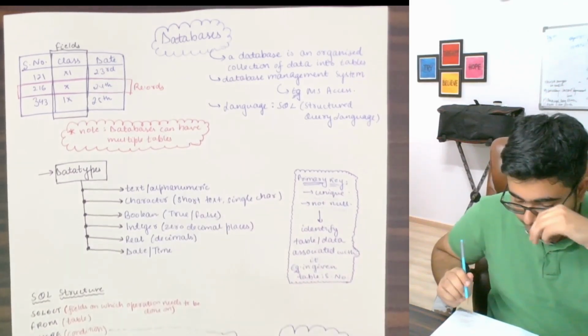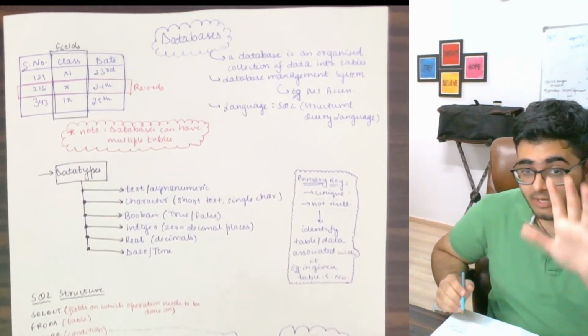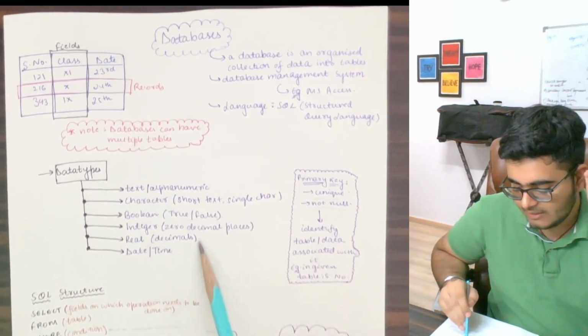Integer. Integer is something where you have numbers, but the numbers should not have decimals. For decimals, we have a data type called real.